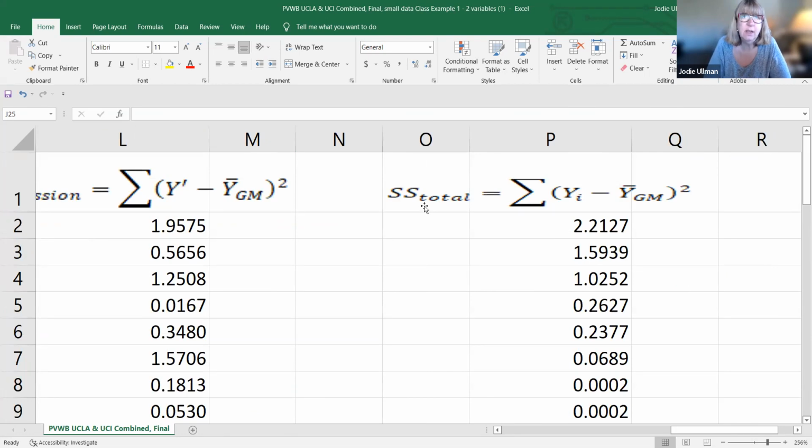Just as in ANOVA, we had the sum of squares total. And if you think back to one-way ANOVA, we partitioned it into the sum of squares between groups, the explainable sum of squares, and the sum of squares within groups.